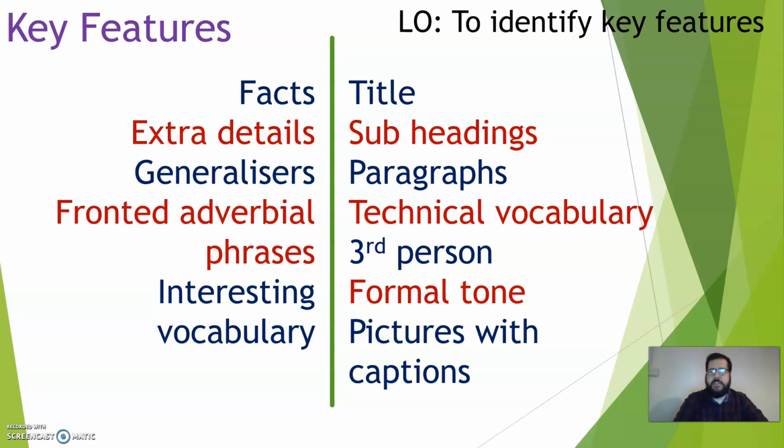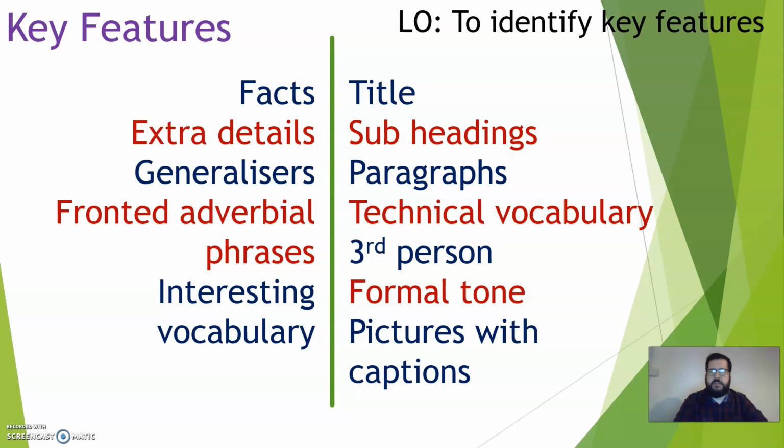We need to write in the third person. So we're not writing about ourselves. We're writing "they" type thing. We need to write in the third person because we don't know these people. We're just writing a report about them. We need to use a formal tone. This is a report, not a story. And it's not written to someone we know and have a joke with. It has to be written in a nice formal tone. And in order to help the reader to understand what you're talking about, as I say, a picture says 1,000 words.